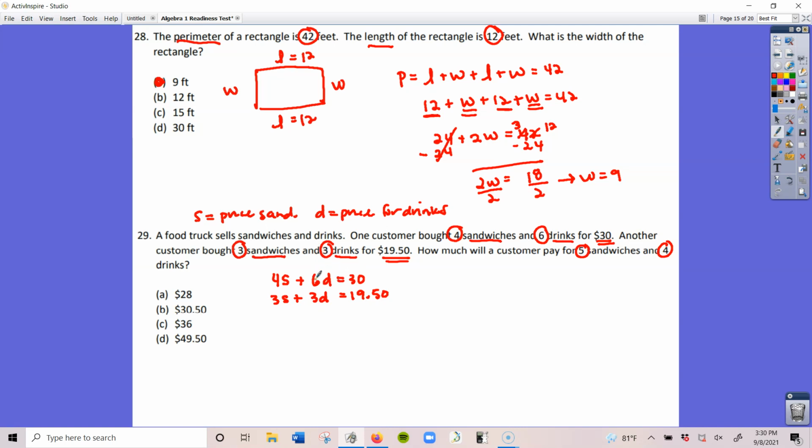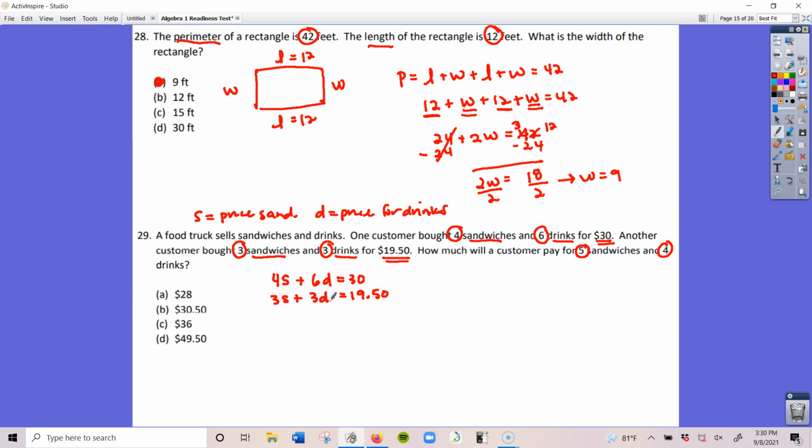And how you eliminate is that you want to either multiply one or both of the equations by a number that will allow those variables to cancel. So for example, if I wanted to cancel the S's, I would multiply the top equation by 3, the bottom equation by 4, make one of those negative, and you would have 12s and negative 12s that would cancel.